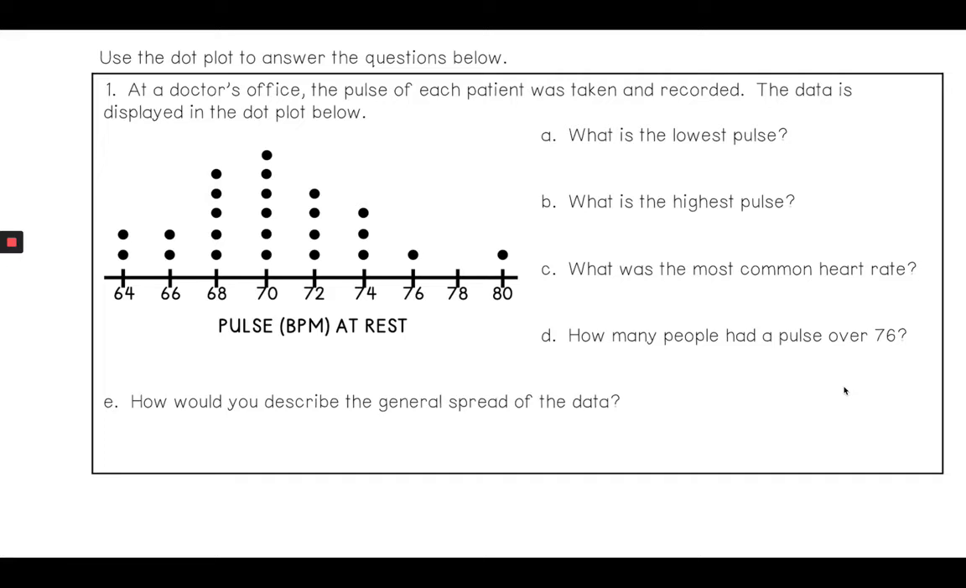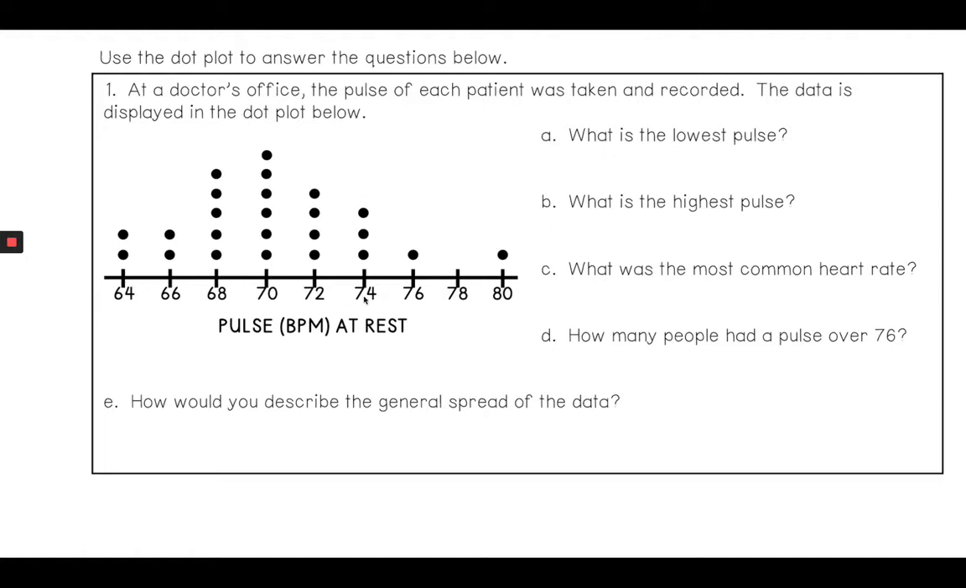All right, so using the dot plot, we're going to answer the questions below. At the doctor's office, the pulse of each patient was taken, and then the data is displayed in the dot plot below. So we look here: for every dot, that's a piece of data that was recorded, or a patient. Here there were two people that recorded their pulse at 64, two at 66, and so forth. I could count all of them up and figure out some stuff, but I just need to answer the questions.